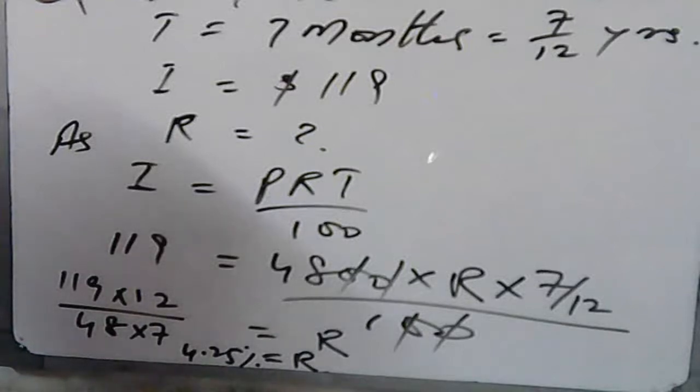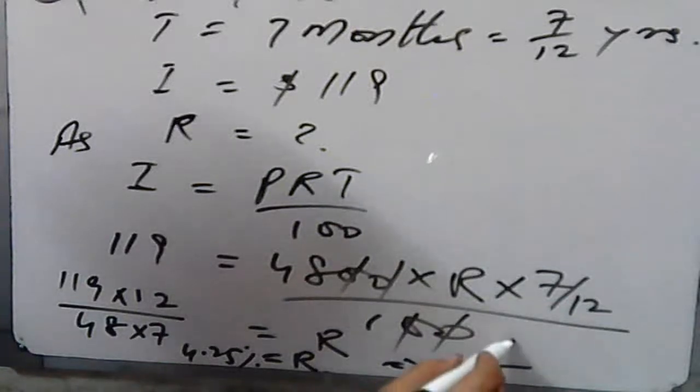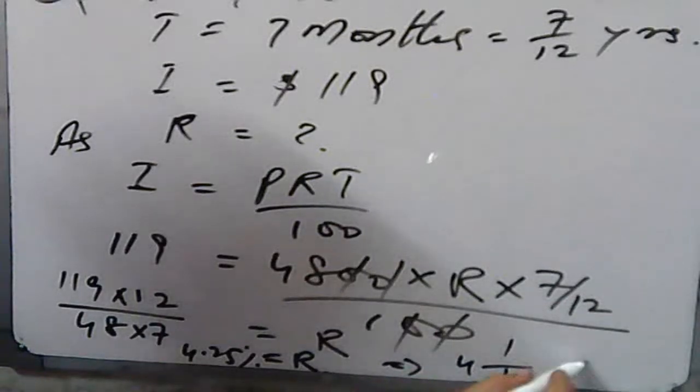4.25%. If you would like to convert into whole numbers, 4.25, so it means 4 whole 1 by 4. So you can say that it can be written as 4 whole 1 by 4%. So that is your required result.